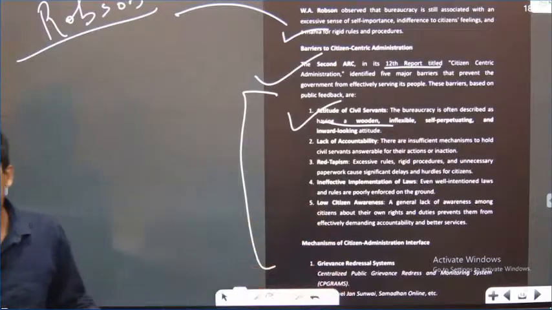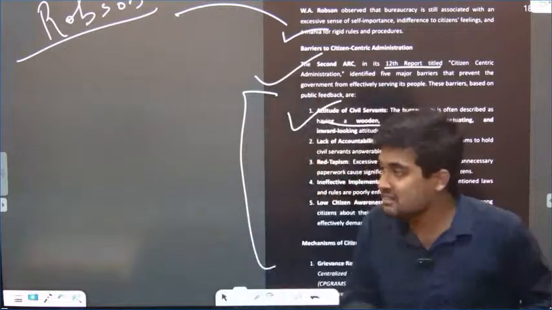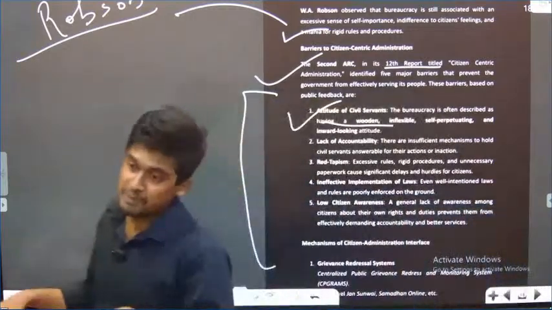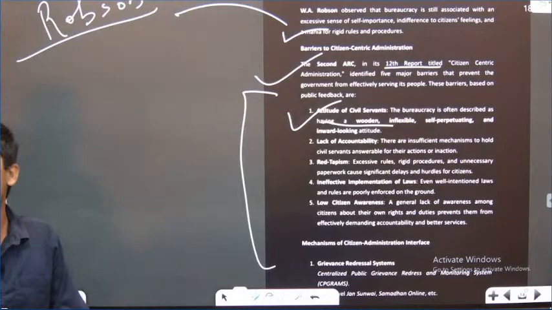That is why, through Mission Karmayogi and what the present government has done, all of those biometric attendance systems have been brought in. You can't just sit at home today and work. No work from home. You'll have to come to office.